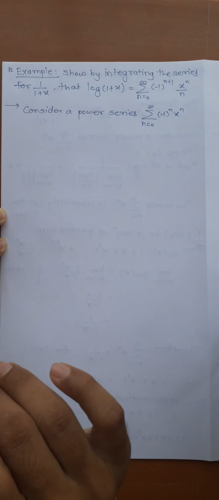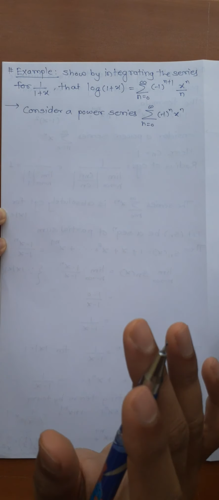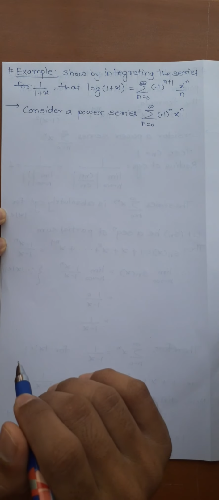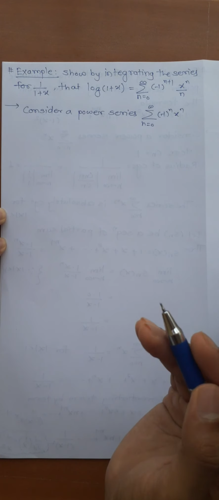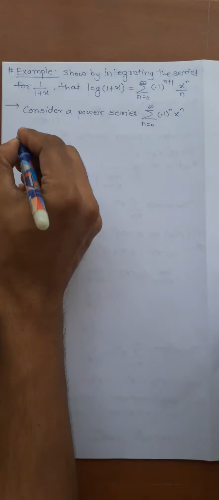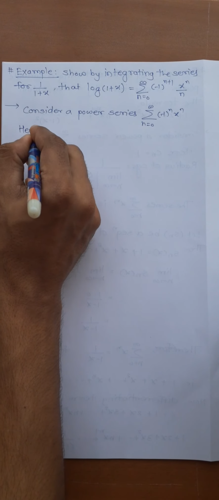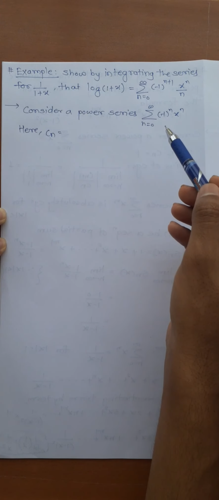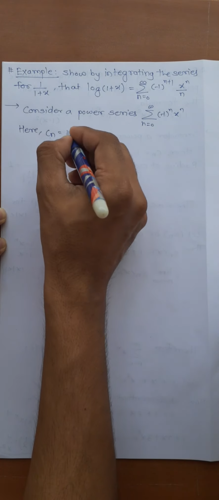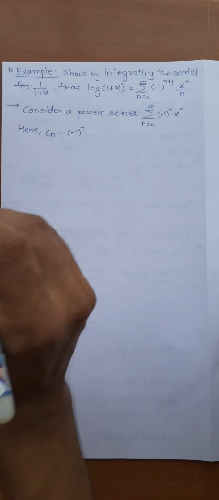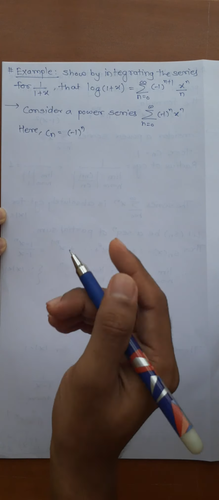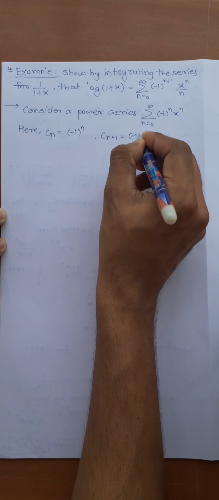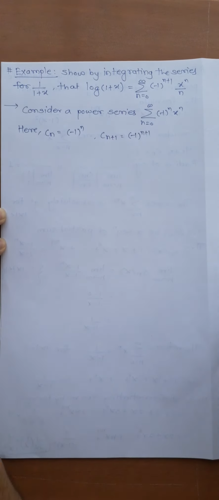So first of all I will try to find its radius of convergence. Do you know how to find the radius of convergence? Yes, first of all I will find Cn. What is Cn here? Cn means the multiple of x^n. The multiple of x^n is (-1)^n, right? Then obviously Cn+1 is (-1)^(n+1).